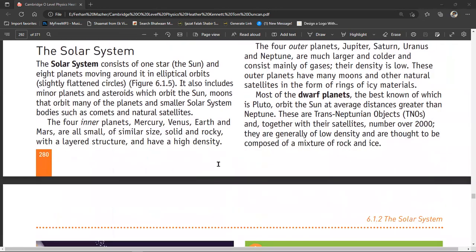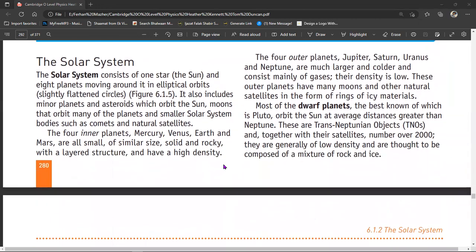So, the solar system. The solar system consists of one star, the sun, and 8 planets moving around it in elliptical orbits, slightly flattened circles. It also includes minor planets and asteroids which orbit the sun, moons that orbit many of the planets, and smaller solar system bodies such as comets and natural satellites.